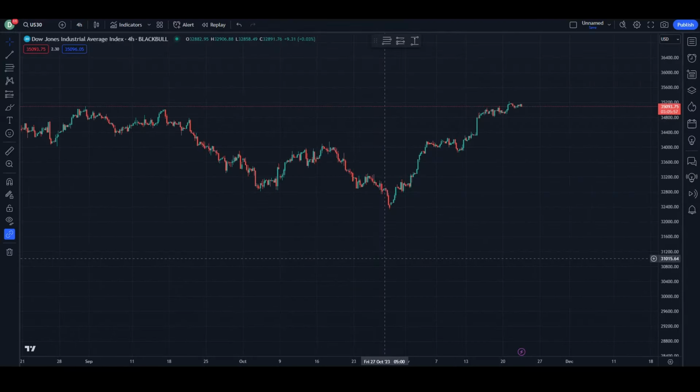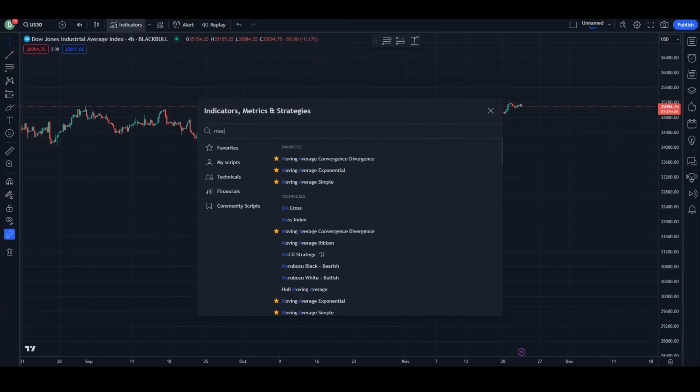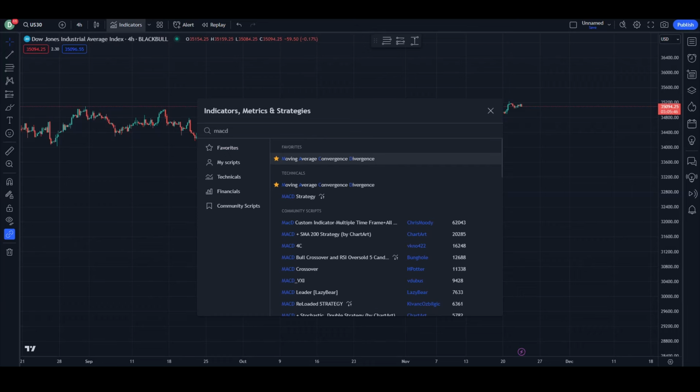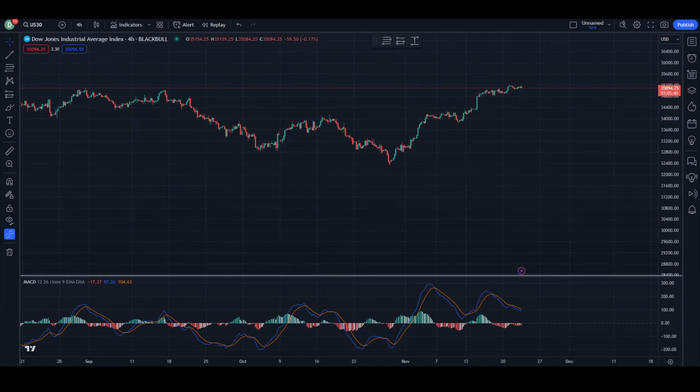The first thing you want to do once you're on the chart is to add the MACD. You do this by going to the indicators and then in the search box you type in MACD and you choose the one that says moving average, convergence, divergence. Once you click on it, the indicator will appear on your chart.